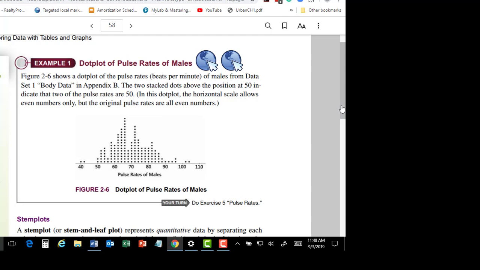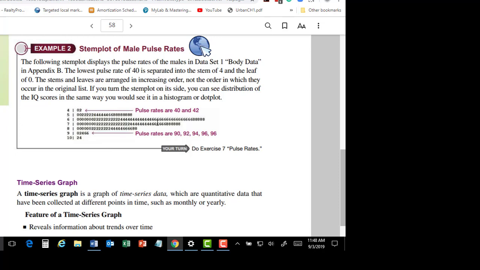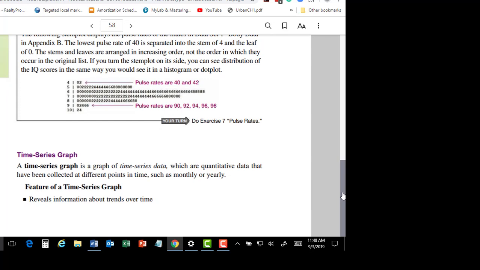Then we have a stem plot. Here's where you take the first number, see? And then these are the last numbers. You put them, they call it a stem and leaf plot. And time series, it's just you have one of your axes measuring time. So, let's see. Okay. So this is a time series.